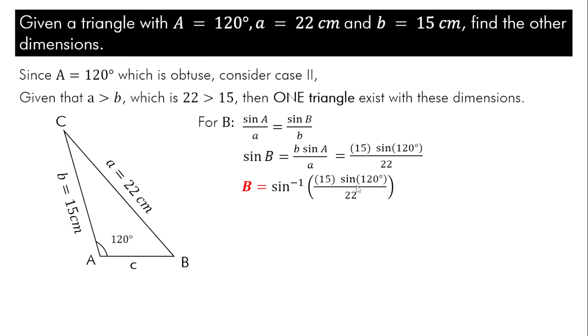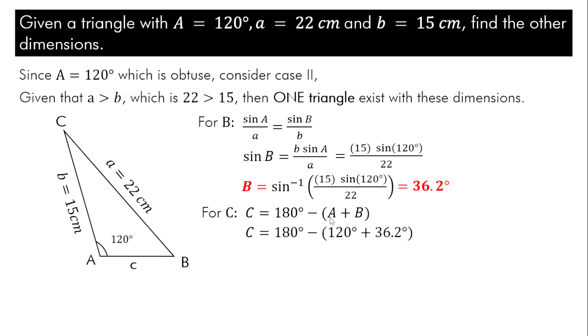Okay, so if you input this in your calculator, you'll obtain 36.2 degrees. Since we now have angle B and angle A, we can use again the fundamental principle that the sum of the three angles is equal to 180 degrees. So if we apply that, let's substitute A as 120 degrees, B as 36.2 degrees. So 180 degrees minus its sum, angle C is equal to 23.8 degrees.